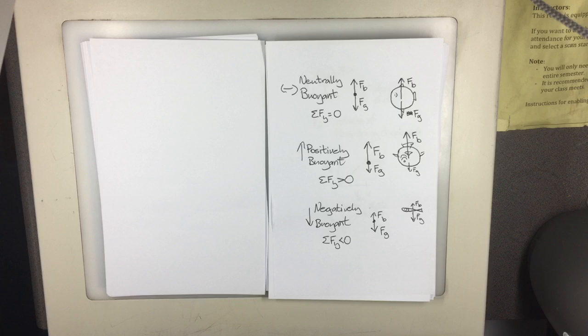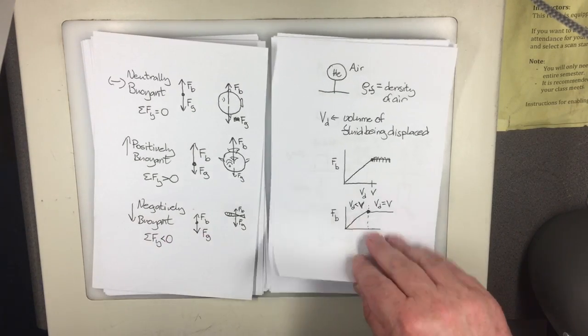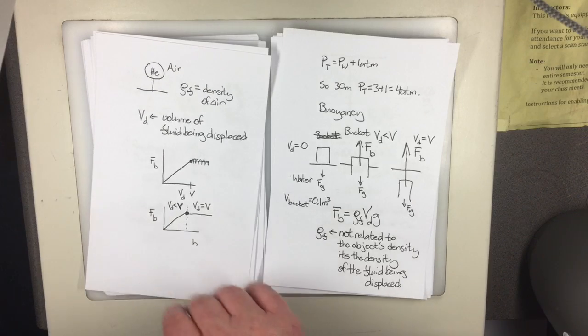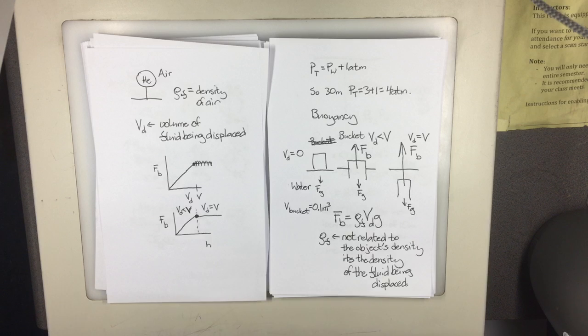So for neutrally, positively, and negatively buoyant, we've got to use the buoyant force. And while I'm standing up, I'll go back to the class and ask them a question. This question is typically asked in multiple choice.